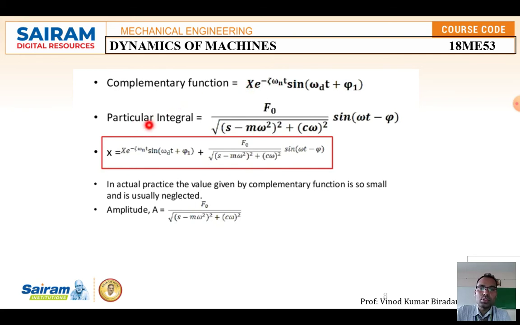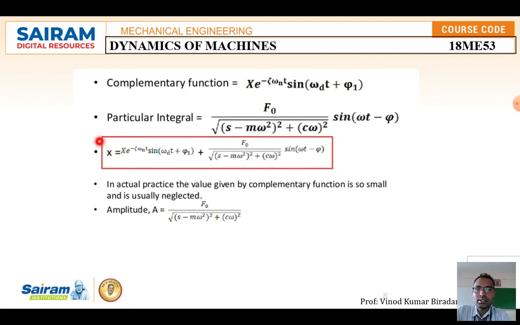Okay, the particular integral is equal to what? F naught divided by the square root of (s minus m omega square) whole square plus (c omega) whole square, times sin of omega t minus phi. Again phi is the phase angle. So these two equations you have to remember and substitute in the first equation.